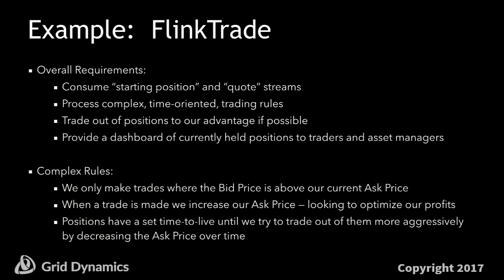The complex rules that we're going to implement are the following. We are only going to make trades where the bid price is above our current ask price. That's sort of obvious. That just means someone's willing to buy it for at least what we want to sell it for. When a trade is made, we're going to increase our ask price. So basically, Chris tells me, hey man, I'll buy some Apple for $150. I'll say, great, I'll make that trade with you, but then I'm going to bump my ask price up because it sounds like people want Apple, right? So now it's $150 and 10 cents. So we're going to keep popping it up as long as people are buying, because we are looking to optimize our profits.